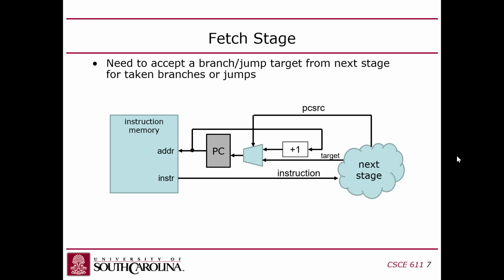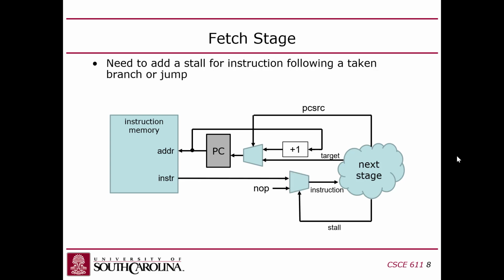Make sense? So we're just putting a MUX there, and we're going to add a control signal called PC source that will select where the PC sources its next address from. And then the stall I mentioned, conceptually what the stall is, it's like having a stall signal that takes the instruction that would normally come out of the instruction memory and converts it to a no-op. Does that make sense?